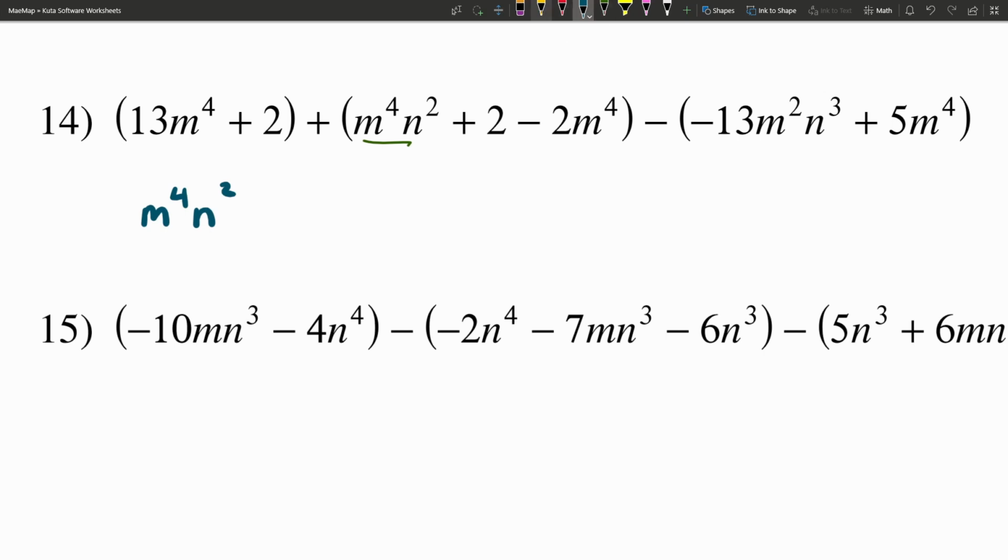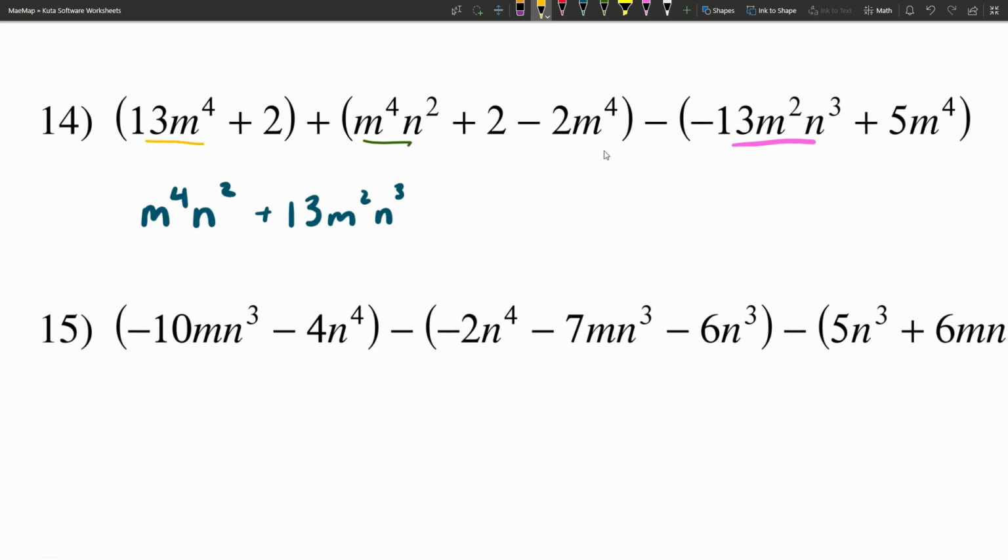So now that we have that taken care of, let's move on. Looking through this, we also have an m squared and an n cubed. There's no other term in here with both an m squared and an n cubed. Therefore, this term is also going to be in our final polynomial as is. But since we're subtracting a negative, it's the same as adding a positive, so I'm going to add 13m squared times n cubed.